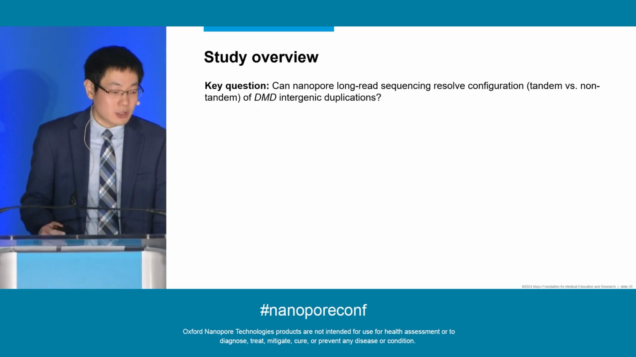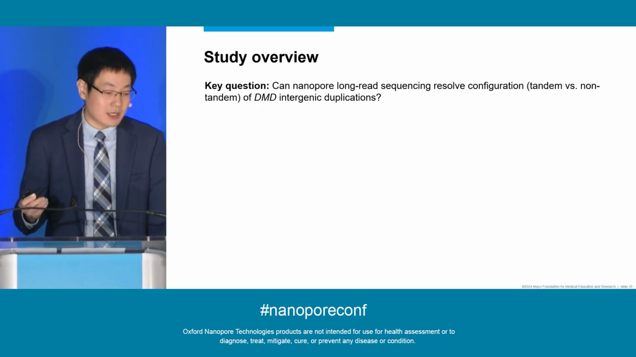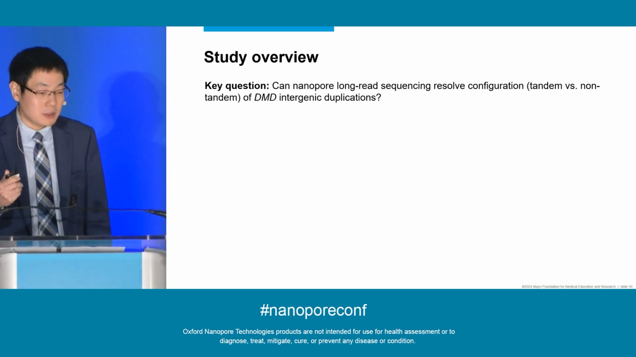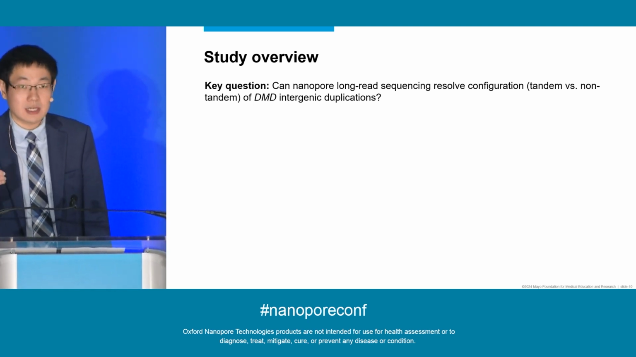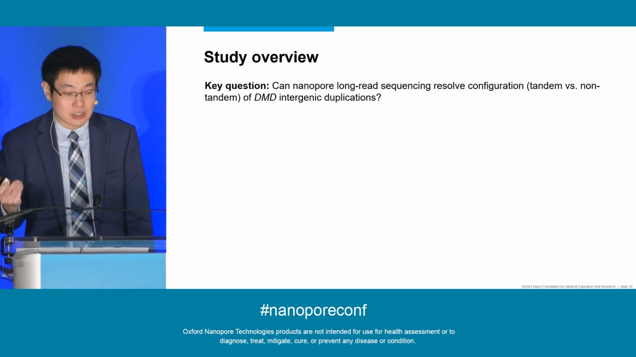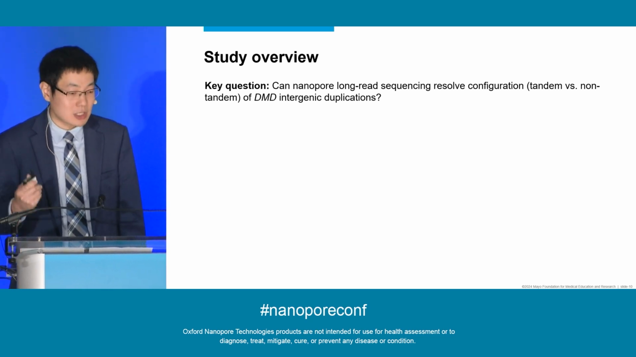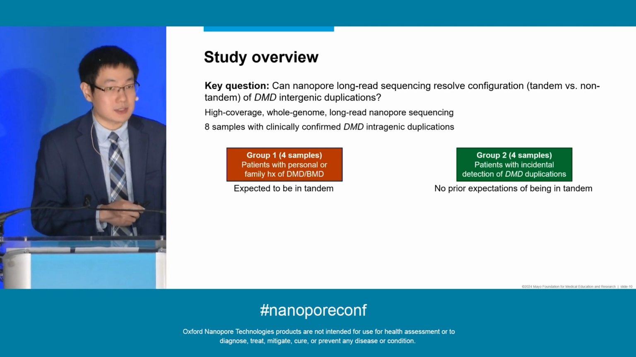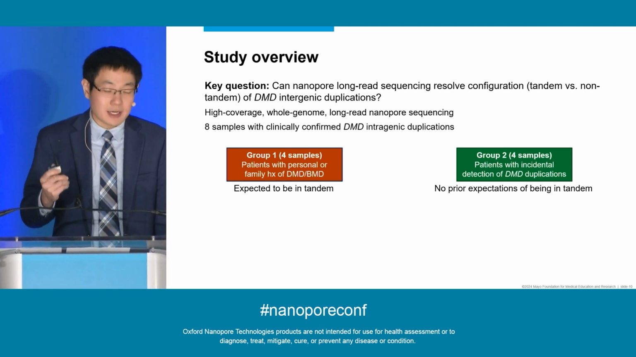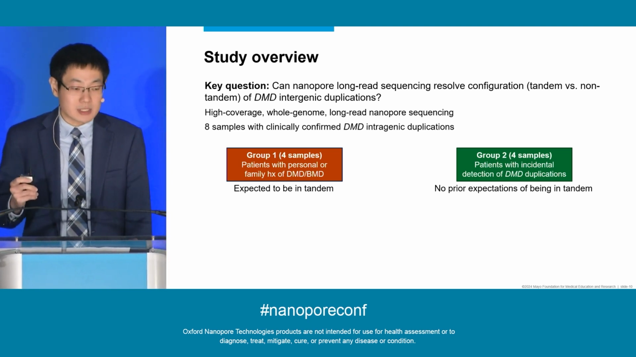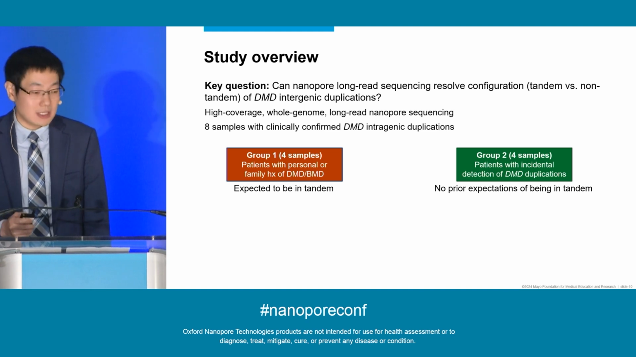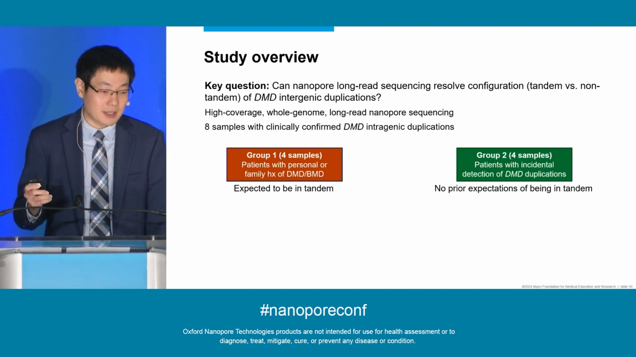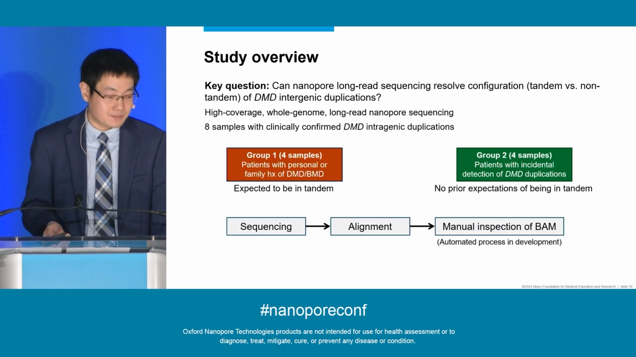The challenge for current clinical genetic testing methods, such as microarray, gene panels, exome, and MLPA, is that they can all be used to determine the dosage. In other words, they all know that there's a duplication there, but they cannot distinguish the configurations. The key question we seek to answer in this study is, can nanopore long-read sequencing resolve configuration for DMD intragenic duplications? In other words, distinguishing between tandem versus non-tandem.